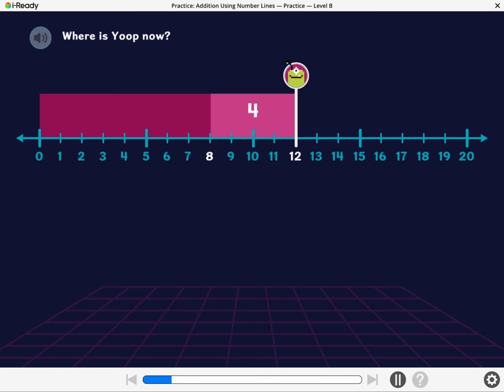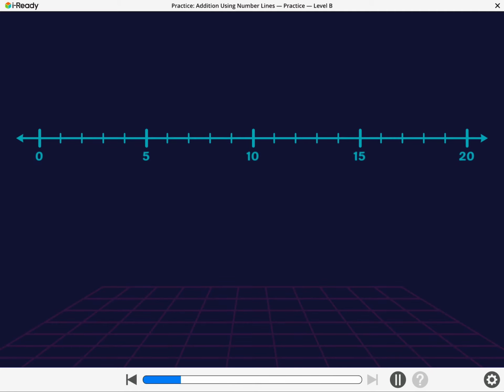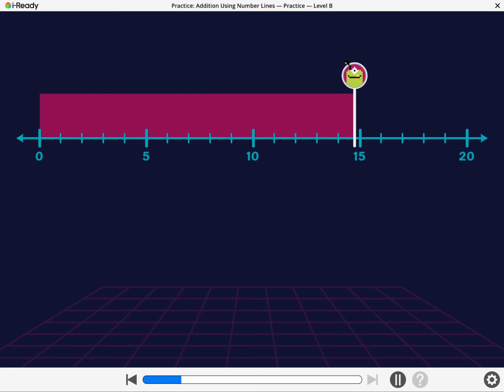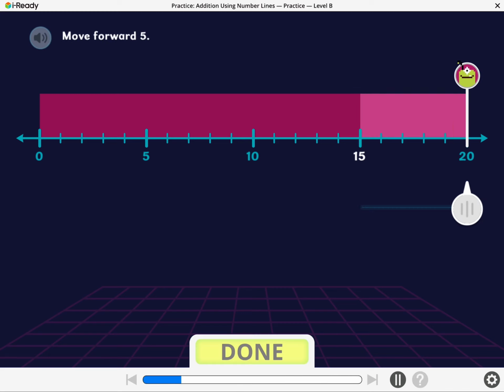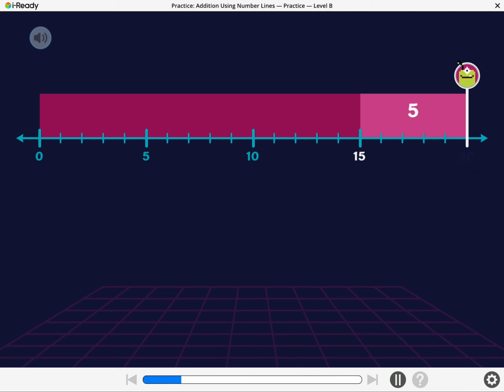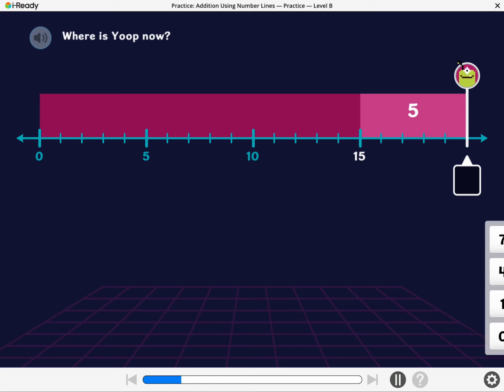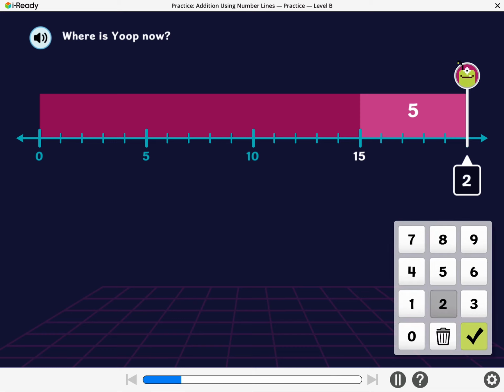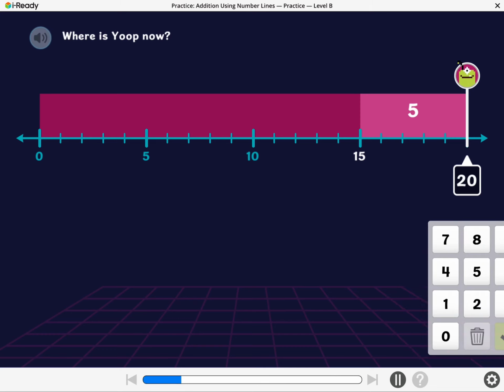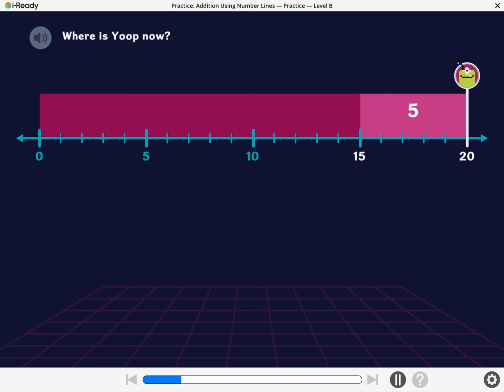8 plus 4 equals 12. Youp is at 15. Move forward 5. Youp, Youp! Where is Youp now? Good going. 15 plus 5 equals 20.